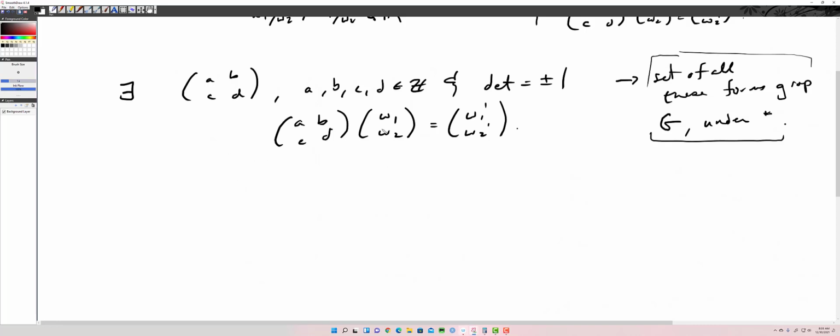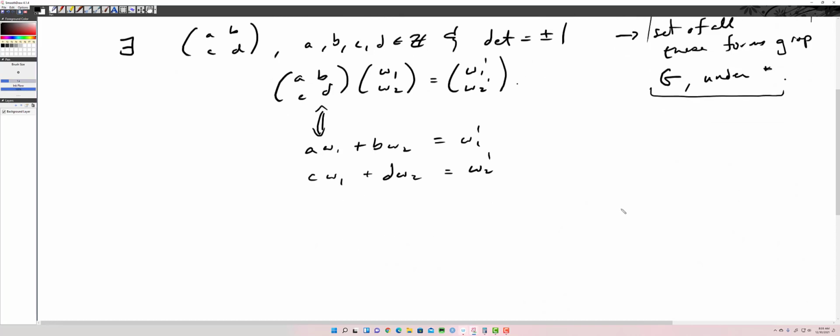So what is this saying? If this is true, what this is saying is this: A omega 1 plus B omega 2 equals omega 1 prime. Further, C omega 1 plus D omega 2 is omega 2 prime. This might be a little cheeky, and maybe I'll do it a little more.